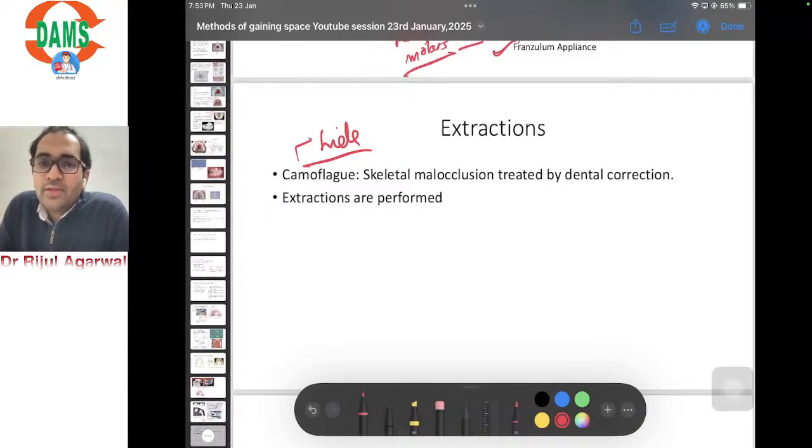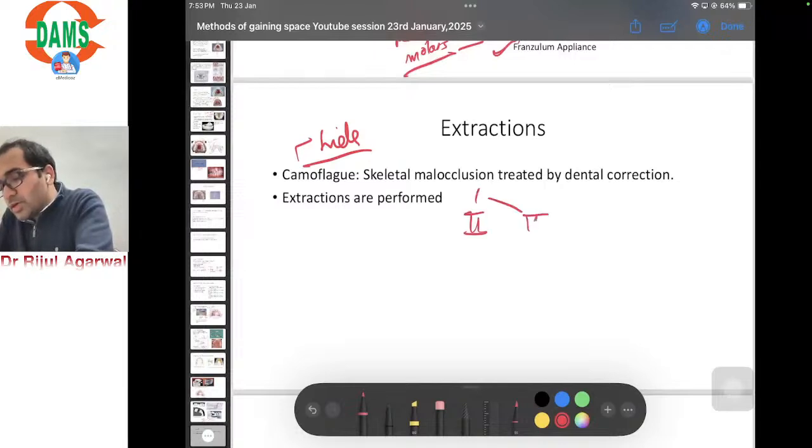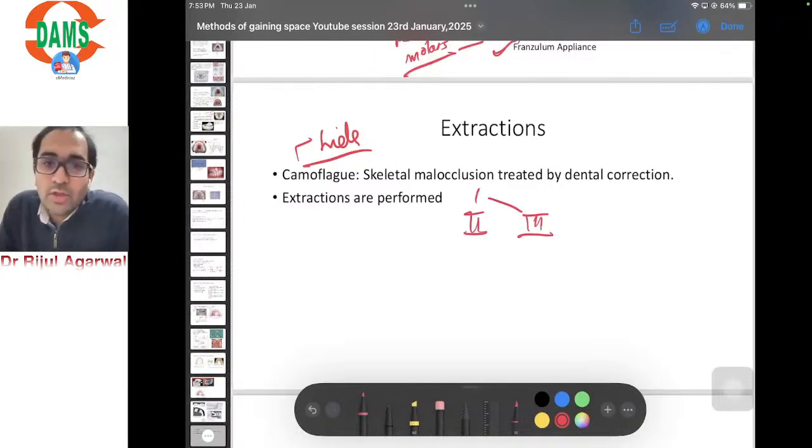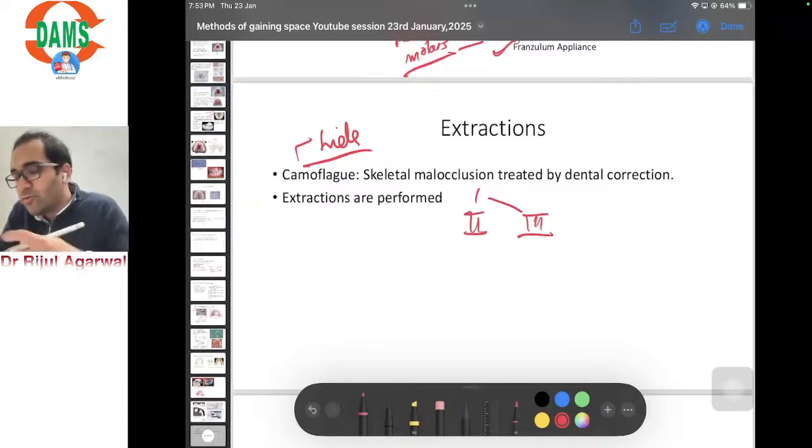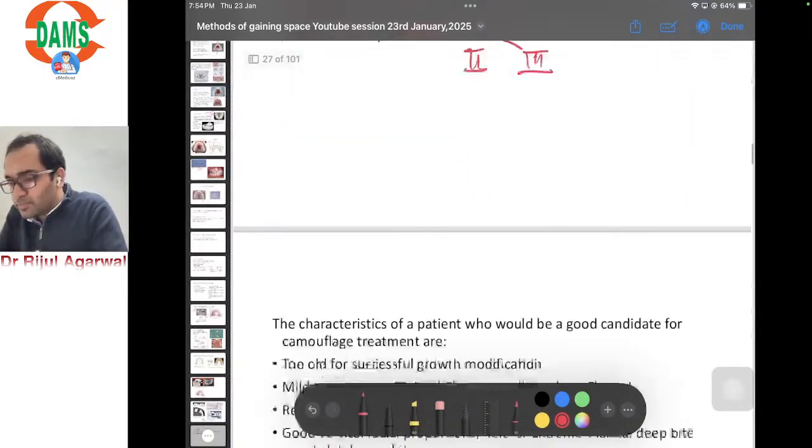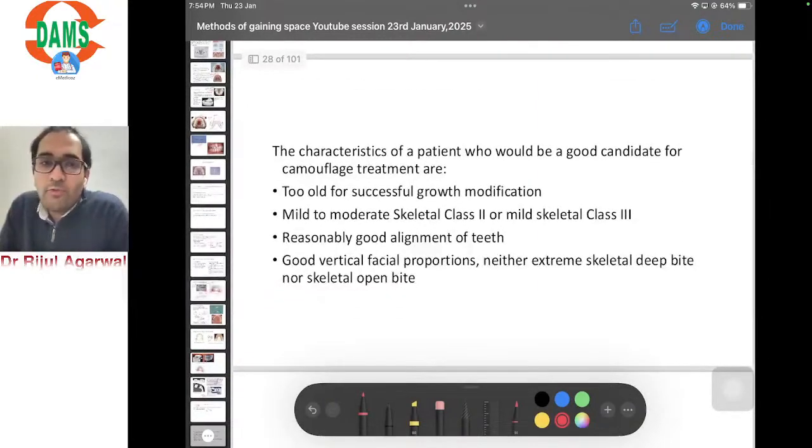We need to hide the skeletal discrepancy. The skeletal discrepancy can be in the form of skeletal class 2 or class 3 malocclusion. So we need to hide the skeletal discrepancy just by dental corrections. So how do we do that? For that we need to perform certain extractions.